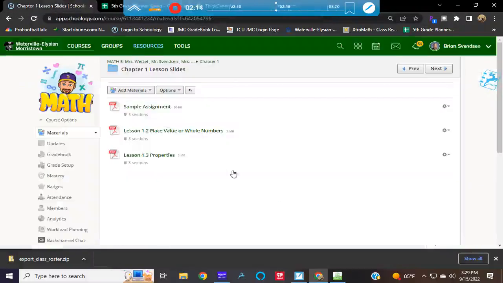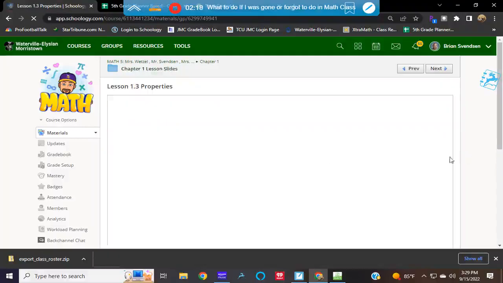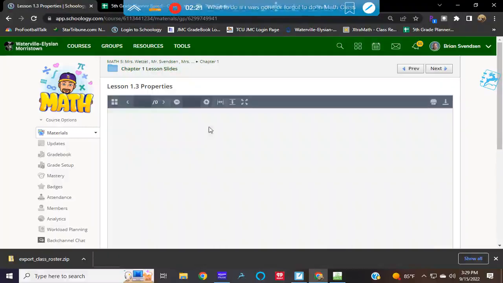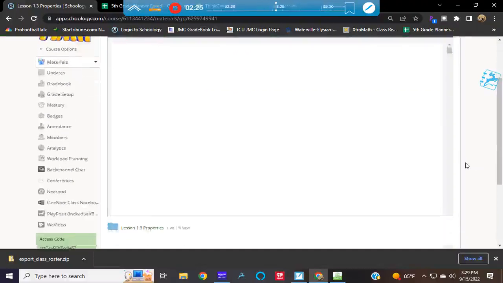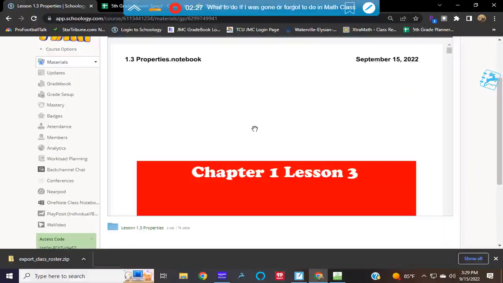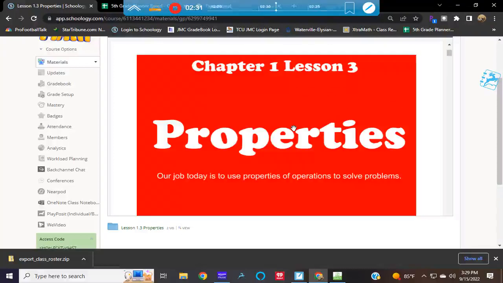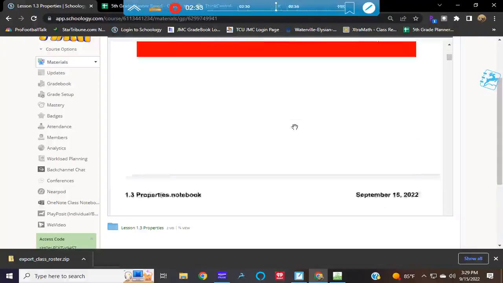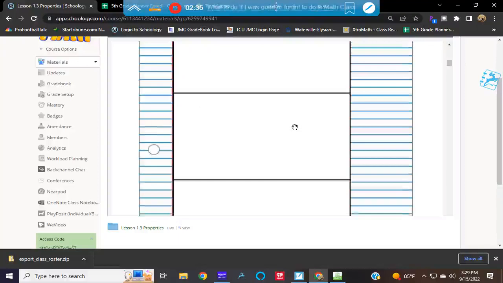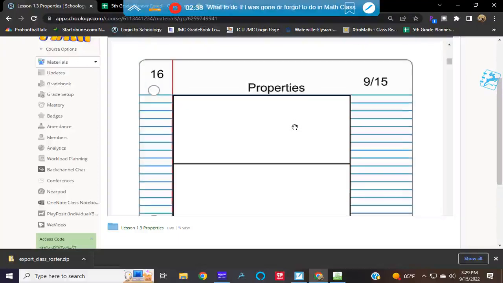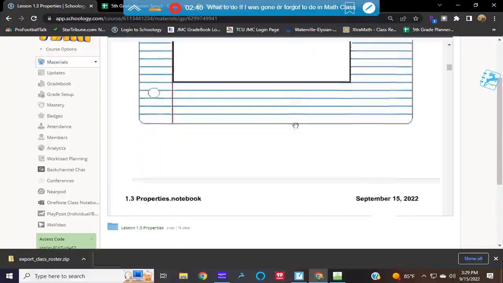So I'm going to click over here, and I'm going to go to properties, because that was what was assigned today. So we talked about the associative property, the distributive property, and the commutative property today. Okay? So this is what we did in class. This is just a snip, an exact copy of what we did together. We talked about our notebook. So if you have your notebook at home, you can pull it out and you can finish it before you even come back to school.